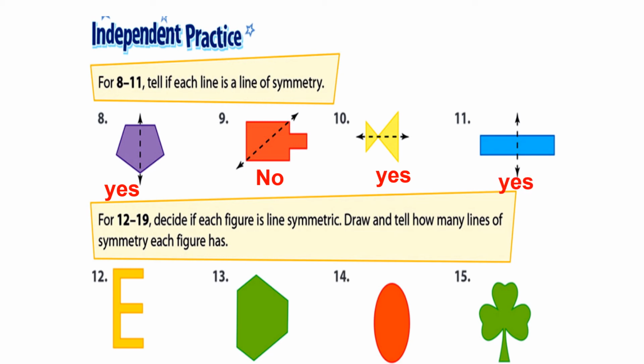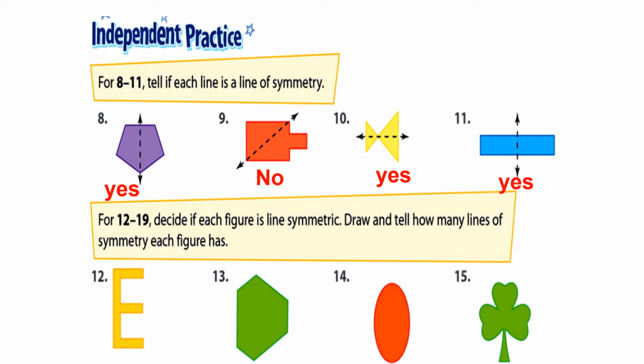For question 12 to 19, decide if each figure is line symmetric or no. What is the meaning of line symmetric here, guys? How do you know that the figure is line symmetric or no? If it has a line of symmetry. So if a figure has a line of symmetry, it will be called line symmetric. If it doesn't have one, of course, it will not be line symmetric.